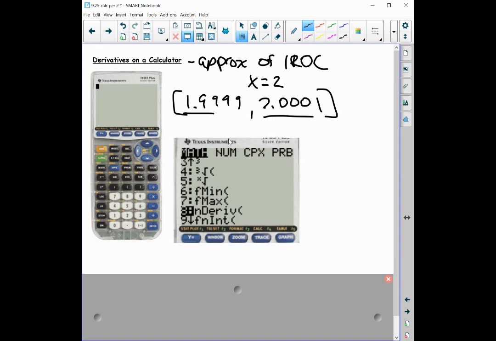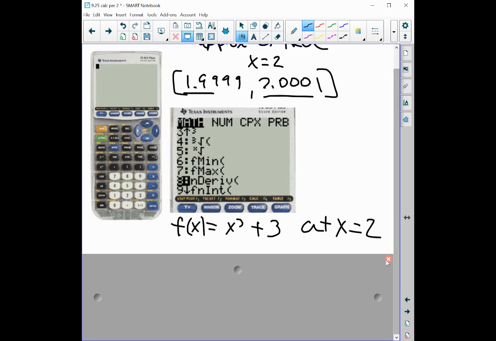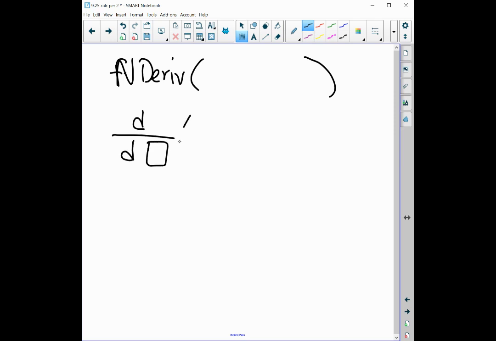Okay. Now, depending on what type of calculator you have, it's going to be a little bit different of a screen. So let's do an example. We're going to do f of x equals x squared plus 3 at x equals 2. Now, if you have an 83, when you select number 8, you're going to get a menu that looks like this, NDeriv, and then it opens parentheses, okay? If you have the 84 with the new operating system, you're going to get something that looks like this.